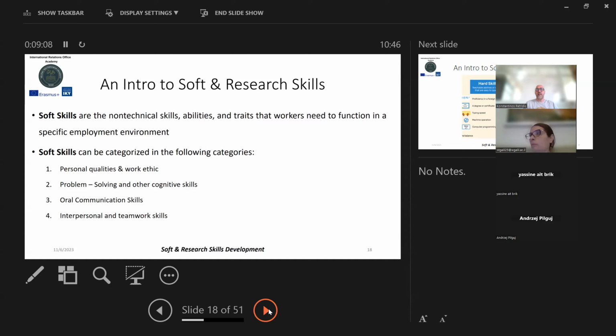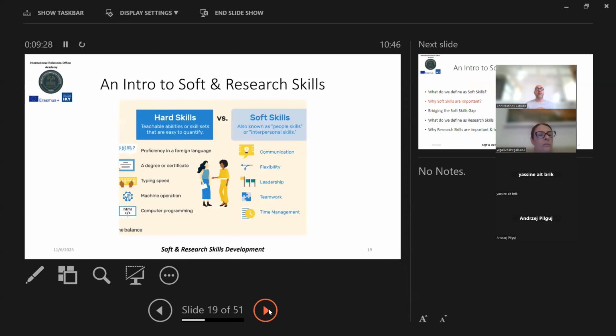We can see how many challenges our planet is facing right now, starting from the Green Deal, from environmental protection, but also the peace in our area, especially here in the Southeast Mediterranean area. Oral communication skills, interpersonal and teamwork skills. All these are categories in which we can place what we are going to present.